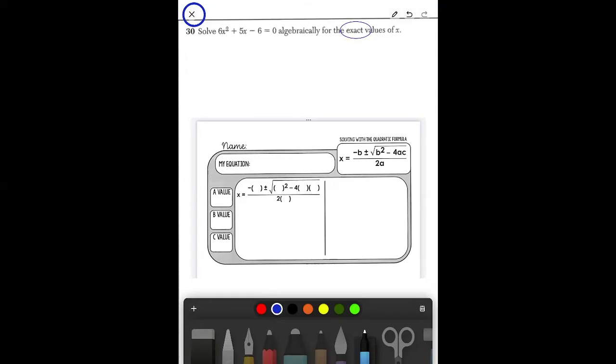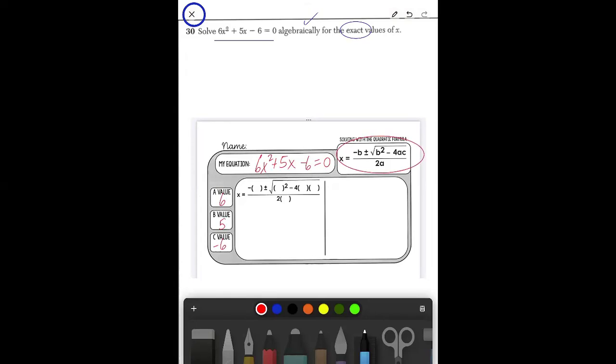All right, so we have this quadratic equation, 6x squared plus 5x minus 6 equals 0. They want us to solve algebraically for it. So what I'm going to do is use the quadratic formula. Down here, I'm going to write the equation 6x squared plus 5x minus 6 equals 0. The a term is 6, the b term is 5, and the c term is a negative 6.